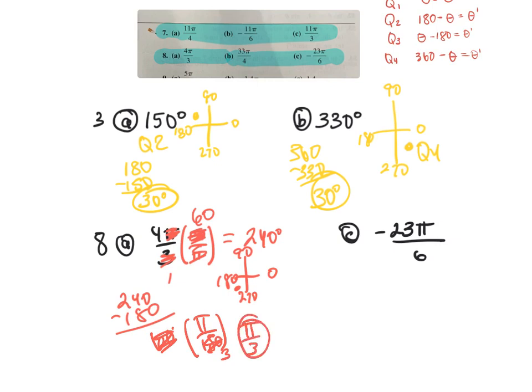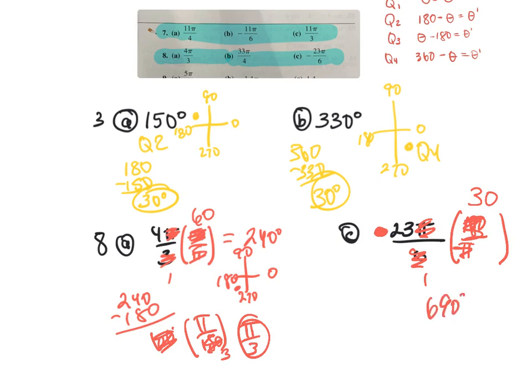Now when we get to C, guys, when we have a negative, all that is telling you is a direction. So when you're finding reference angles, you can go ahead and just pretend like that negative's not there. So the first thing we're going to do is convert, 180 on top, pi on the bottom. So my pi's cancel out. 6 goes into 180 30 times. So I have 23 times 30, which is 690 degrees.